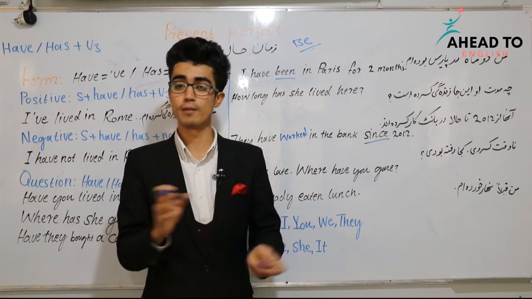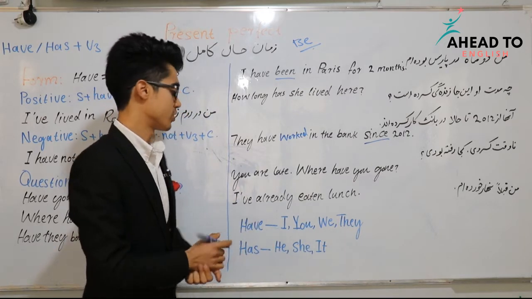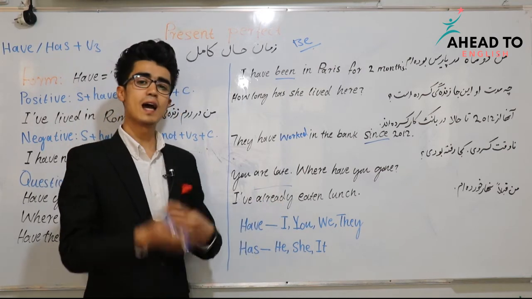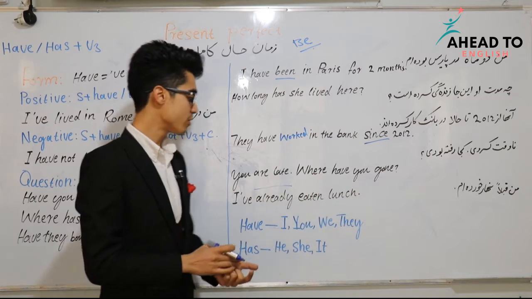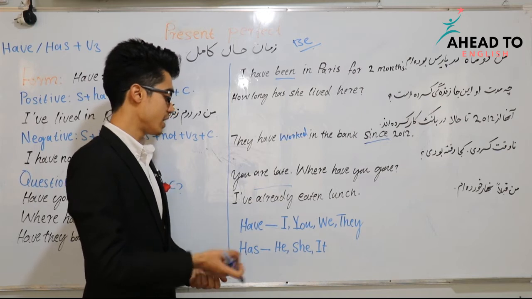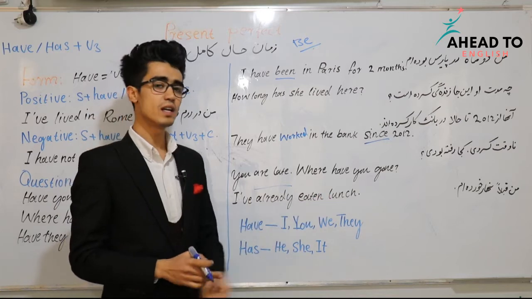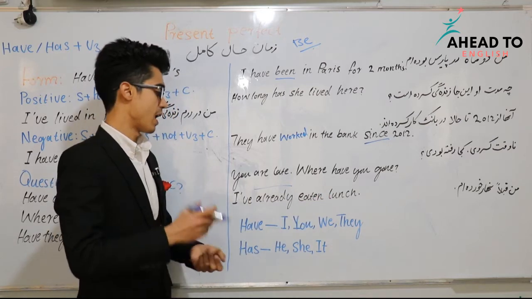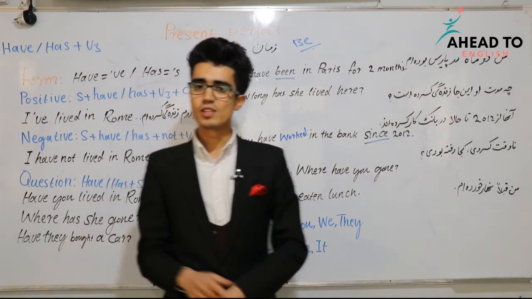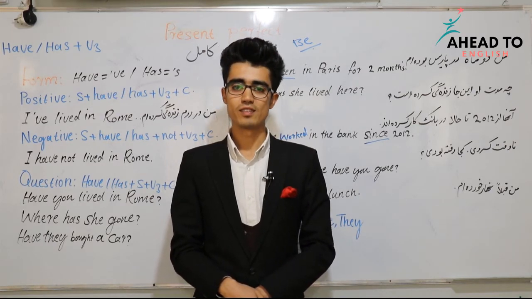I'm not hungry. How can we say it? I have already eaten lunch. In this part we use already. Already means "before," and we can use already at the end of the sentence or after have. I've already eaten lunch, or we can say I have eaten lunch already. Okay friends, now I want to teach you the use of present perfect tense.